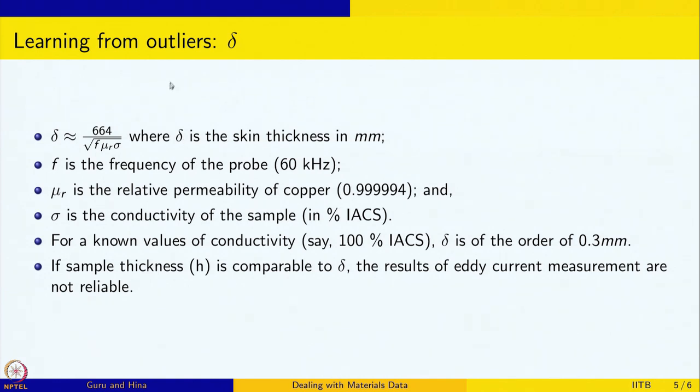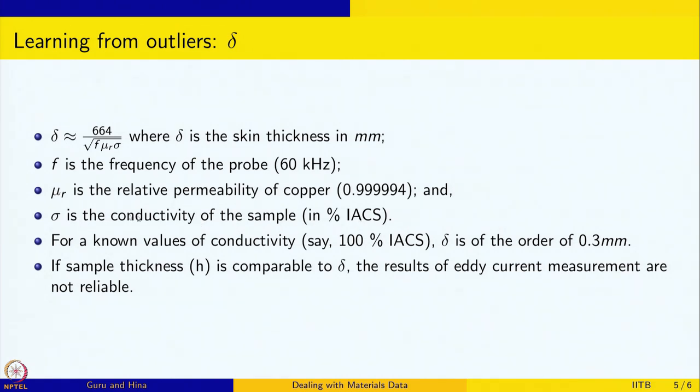There is something known as skin thickness, and this skin thickness is given in millimeters. It is given by this formula: delta is approximately equal to 664 divided by square root of f mu r sigma, where f is the frequency of the eddy current probe, and in this case it was 60 kilohertz. Mu r is the relative permeability of copper. So this you can read from tables, this is some 5 9s and 4, so that is the value. And sigma is the conductivity of the sample in percentage IACS, right?